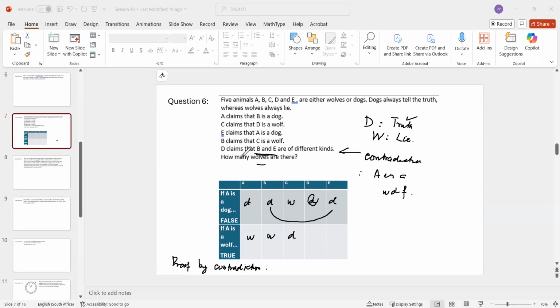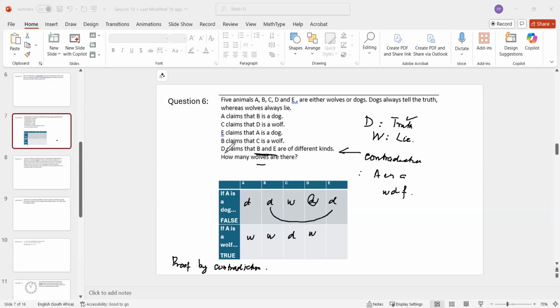Because B is a wolf, he lies. So what did B say? B says C is a wolf, therefore C is a dog. And that's what I've got here. So now C is a dog, so C speaks the truth. Now C, what does he say? C claims that D is a wolf, so he speaks the truth. D is a wolf, right? But D now is a wolf, so whatever he said is a lie.